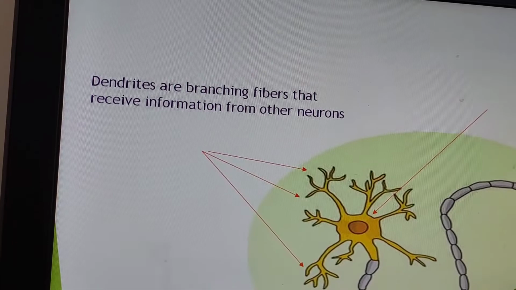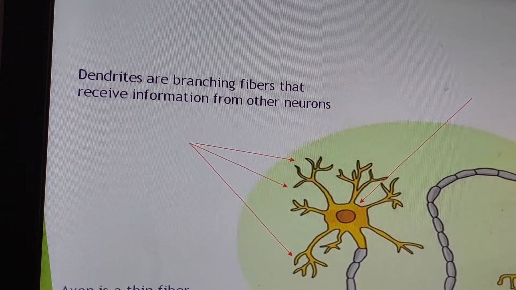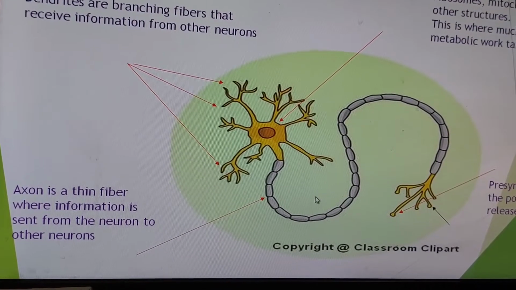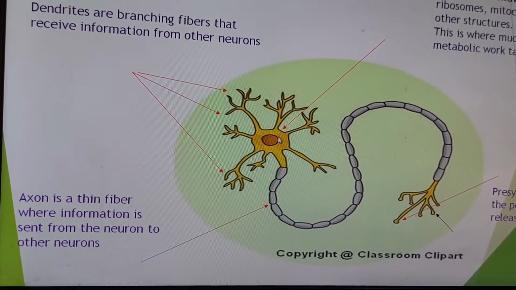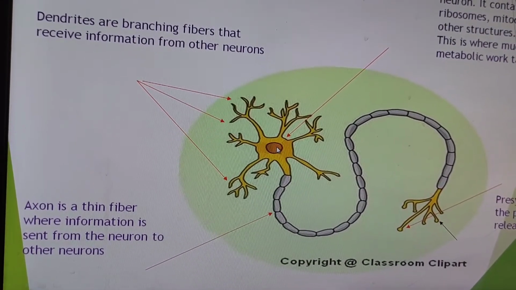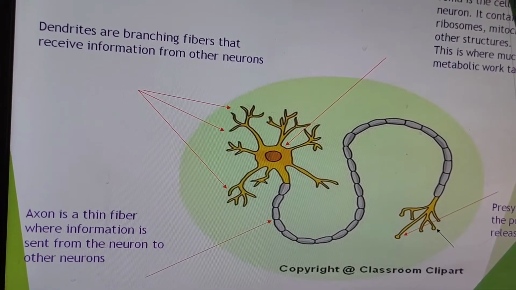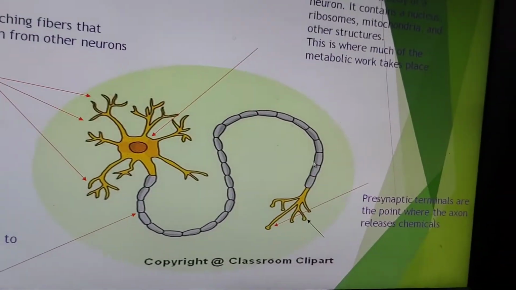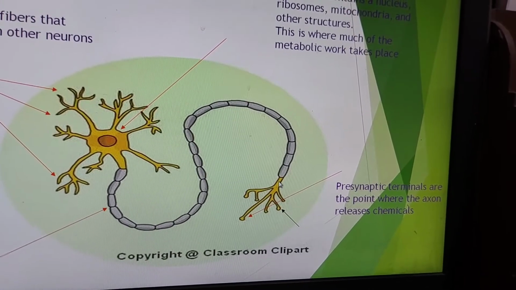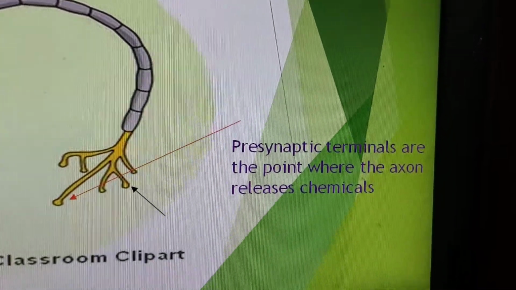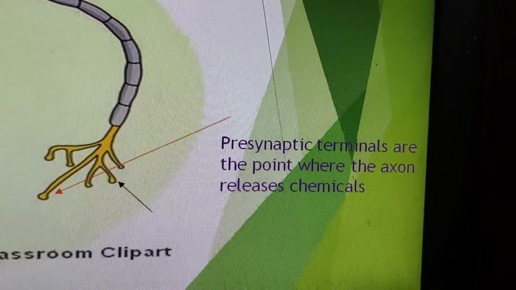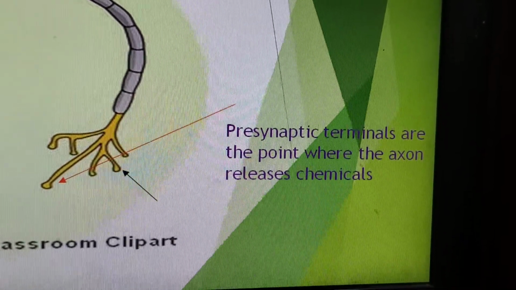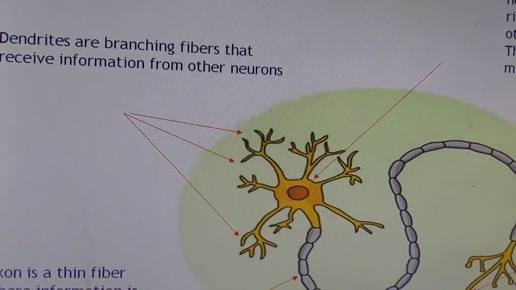The next important part is the dendrites. Dendrites are the branching fibers that receive information from other neurons. Axon is a thin fiber through which information is sent from the neuron to another point. It contains mitochondria, which secrete the neurotransmitters GABA and glutamate. These GABA and glutamate are transmitted via axons and reach the presynaptic terminals. The neurotransmitters glutamate and GABA present in the presynaptic neuron are released, and are then received by the dendrites of the subsequent neuron.